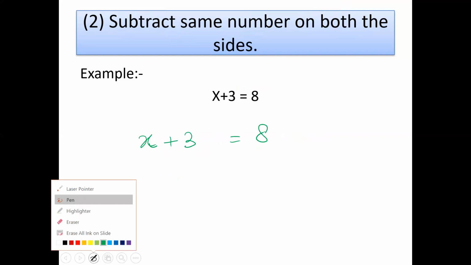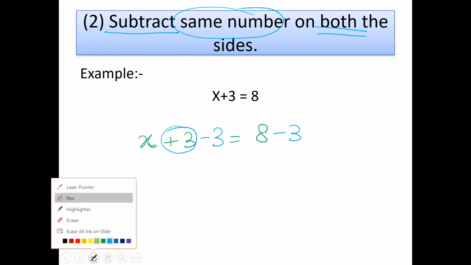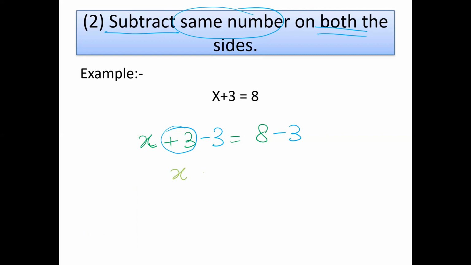Now what we will be doing, हमें x की वैल्यू निकालनी है तो हम प्लस 3 रिमूव करेंगे, and we know that plus 3 and minus 3 gives us 0. That means हम subtract करेंगे same number but on both the sides. So minus 3 and minus 3, right? So x is equals to 8 minus 3 gives us 5. So the value of x in this equation is 5.